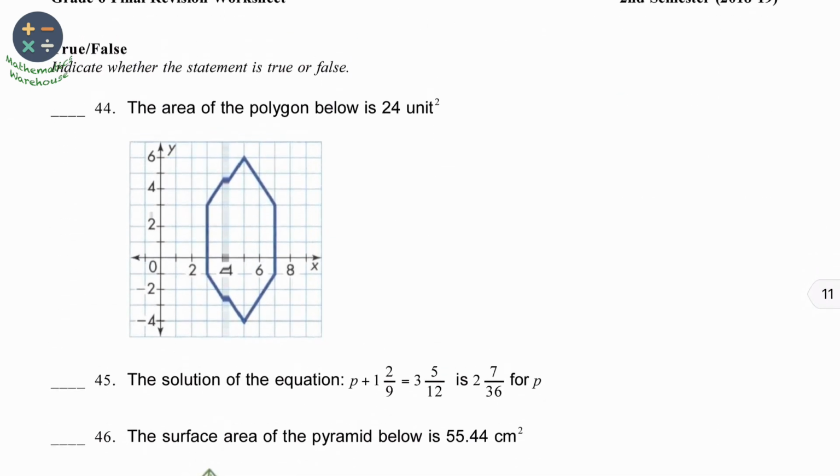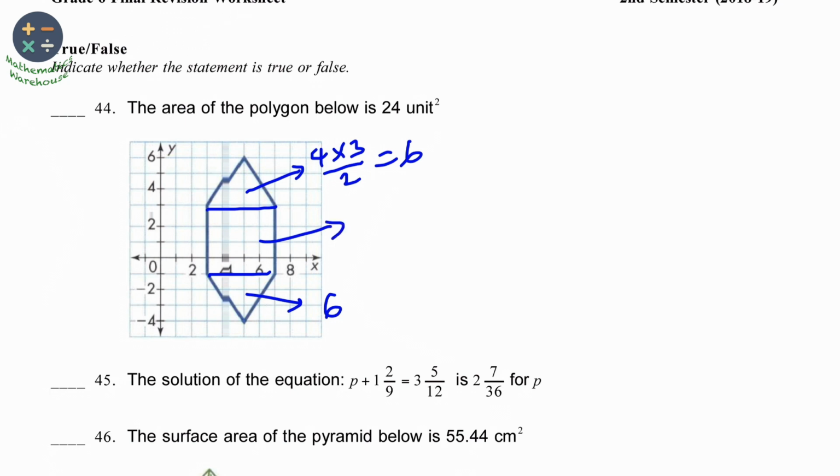Next question. True or false? The area of the polygon below is 24 square units. We can divide this polygon into 3 shapes from here and from here. So now we have this triangle. Its area is base times height divided by 2. Its base is 4. Its height is 3. So 4 times 3 divided by 2 equals 6. The same here. So it's 6 here.